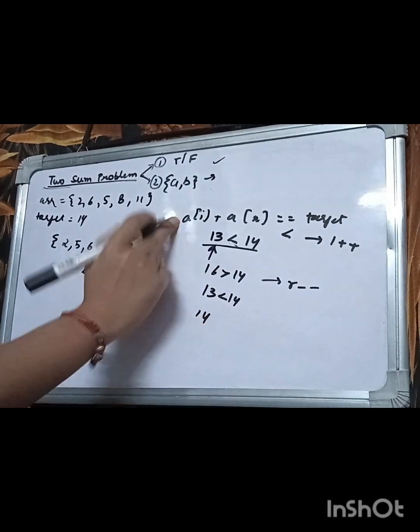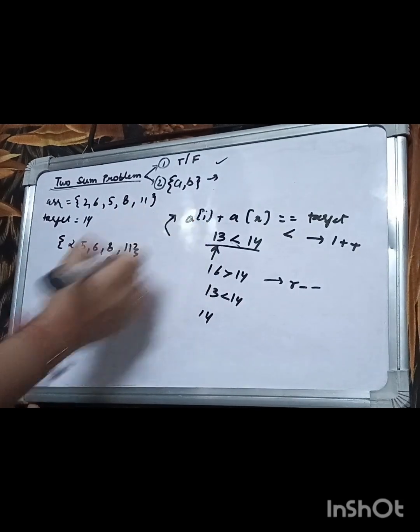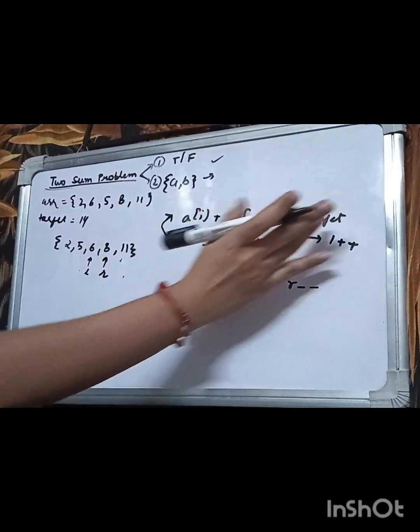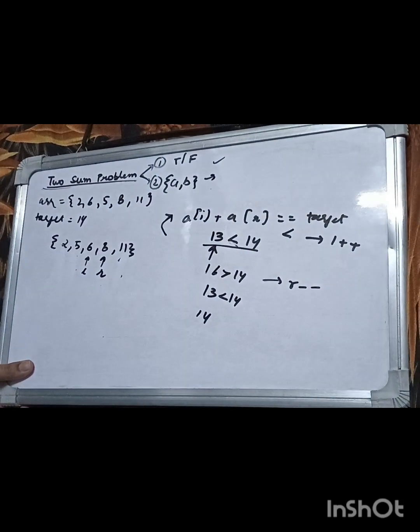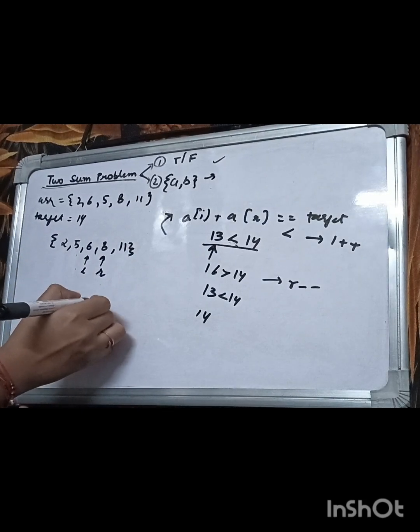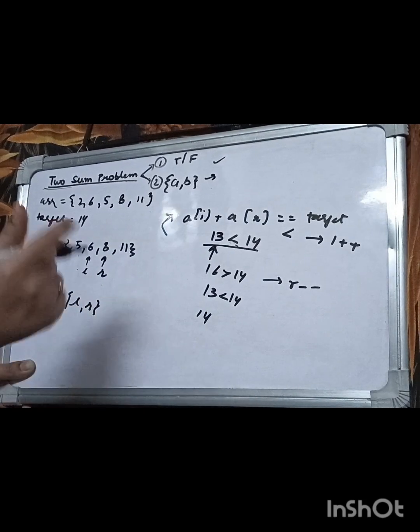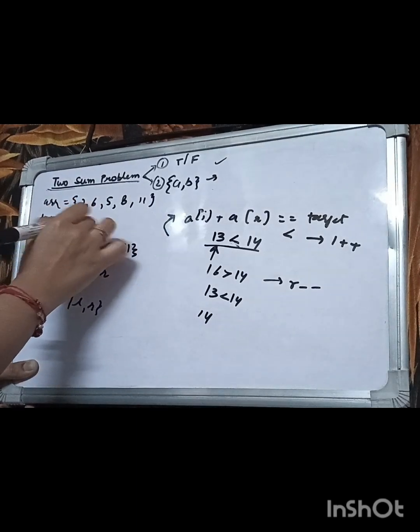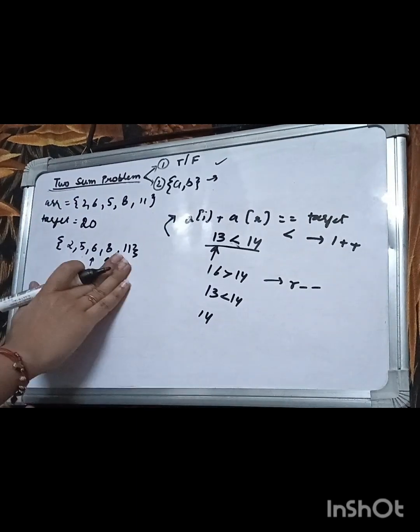Now this condition gets true: 8 plus 6 is equal to my target, that is 14. Now I have to return this. I will just return my L comma R, these are the pointers. But what if my target is equal to 20? Let's see for this also.